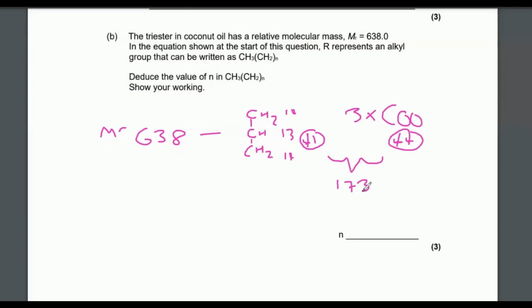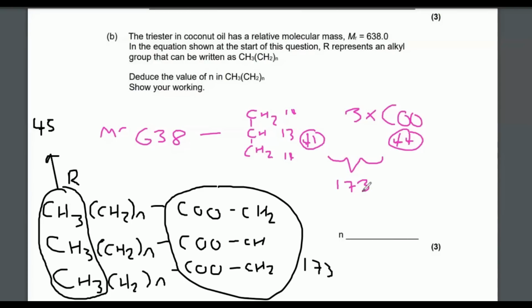Look at what it's asked us to deduce the value of. It's asked us to deduce the value of N. So we just want the CH2 in the brackets. We don't want those CH3s on the side. And each of the R groups starts with a CH3. So what I need to do now is add up CH3, which is 12 plus 3 is 15.